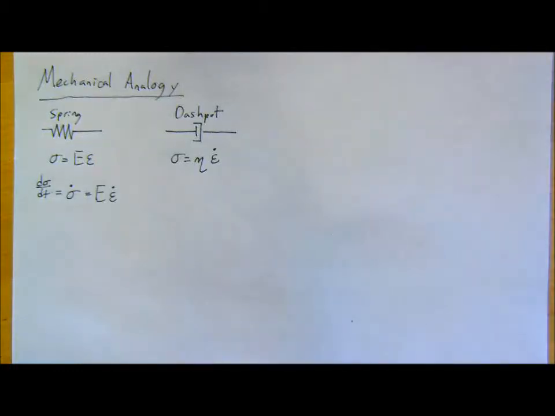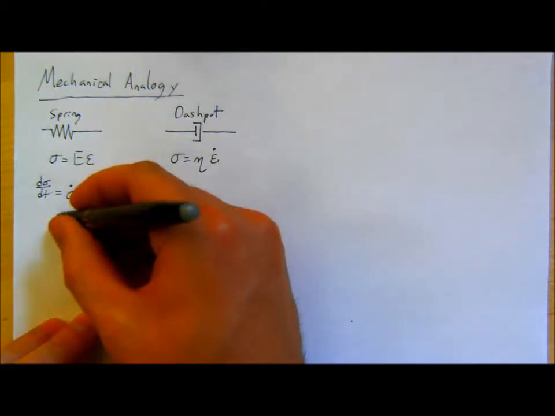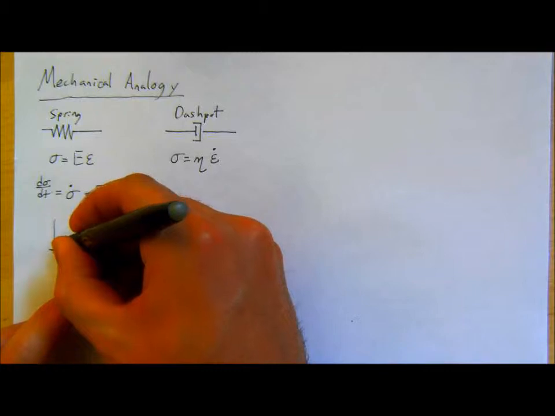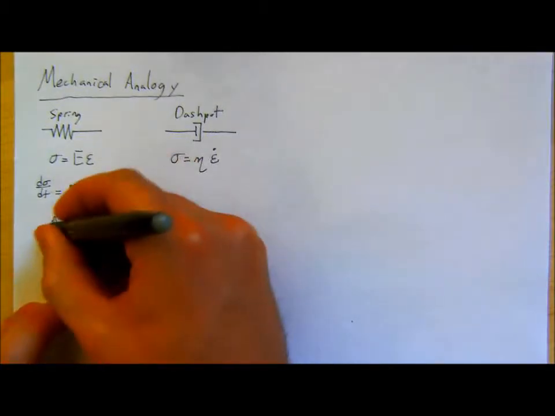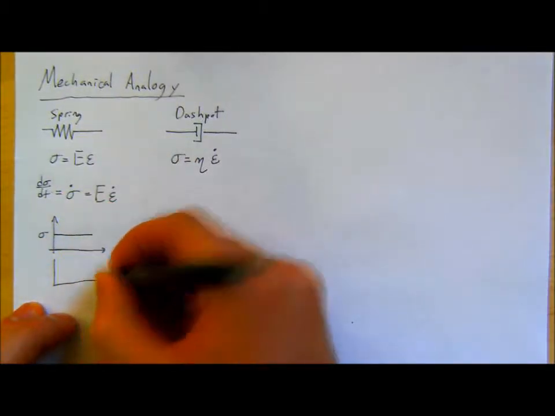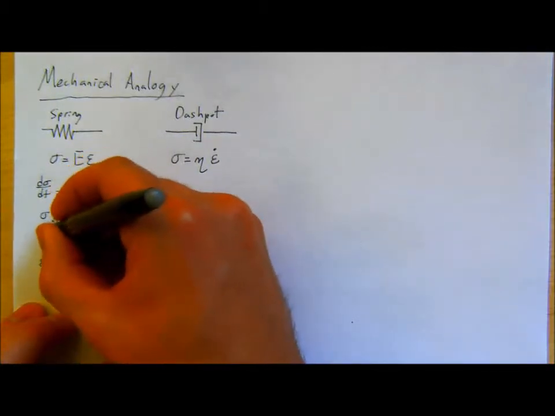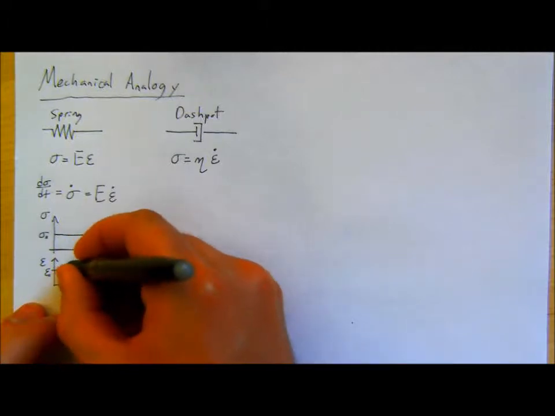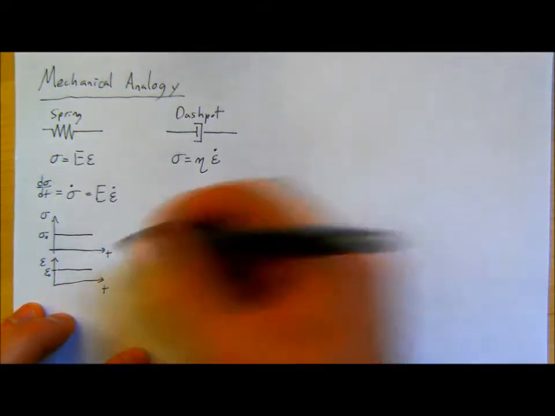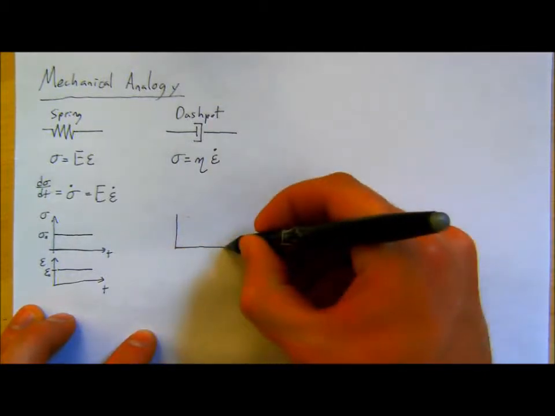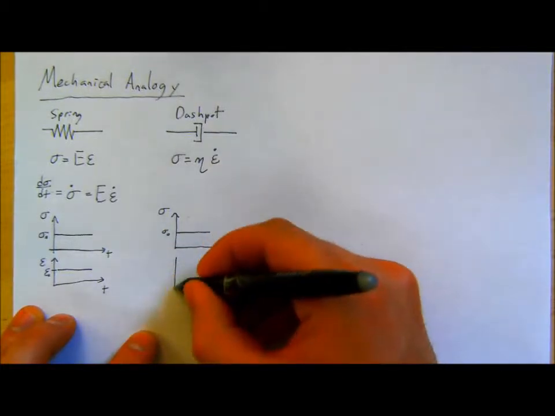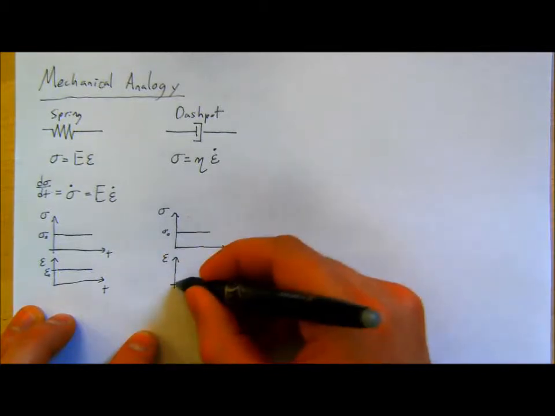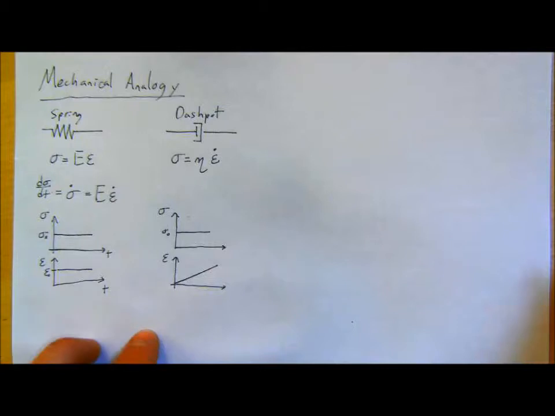So for our spring, if I apply some stress sigma naught, I get some corresponding strain epsilon naught. And for my dashpot, if I apply some stress sigma naught, then my strain is increasing in time. And this amount of increase now scales with some eta.